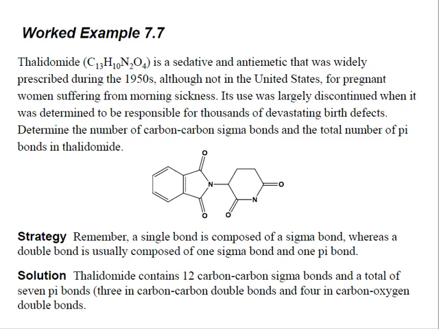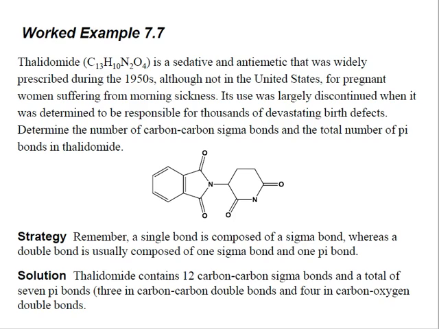Let's look at the next example. Thalidomide, which has the chemical formula C13H10N2O4, is a sedative and antiemetic that was widely prescribed during the 1950s in Europe, not in the United States, and it was for morning sickness for pregnant women.